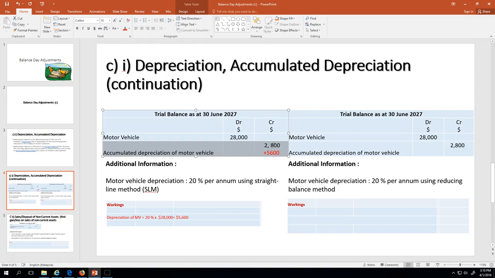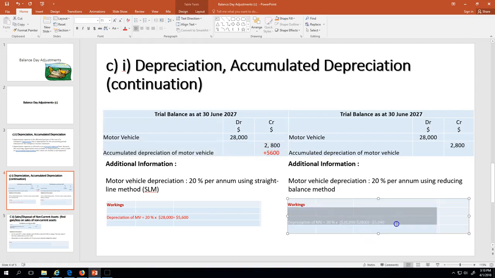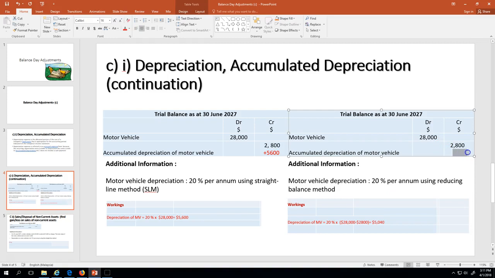Okay, so let's look at the next one. How do we calculate depreciation when it's the reducing balance method? Remember, reducing balance method means the cost needs to minus the accumulated depreciation before we times the percentage. In this case, the depreciation is lower at 5,040. So what we do here is, again, we add it here.